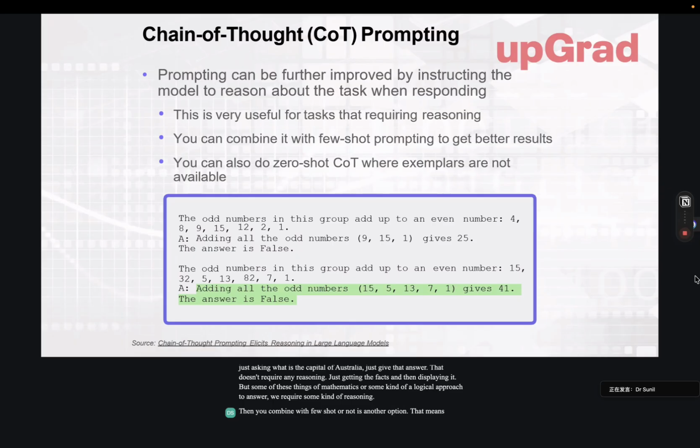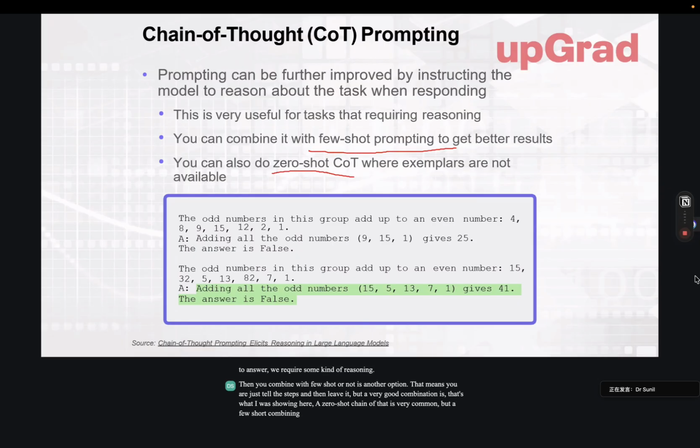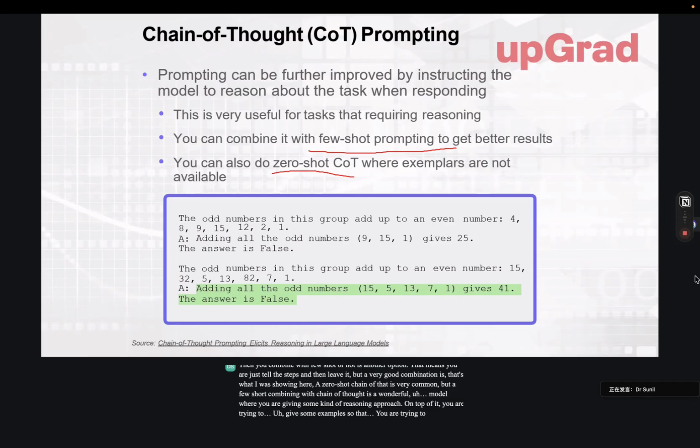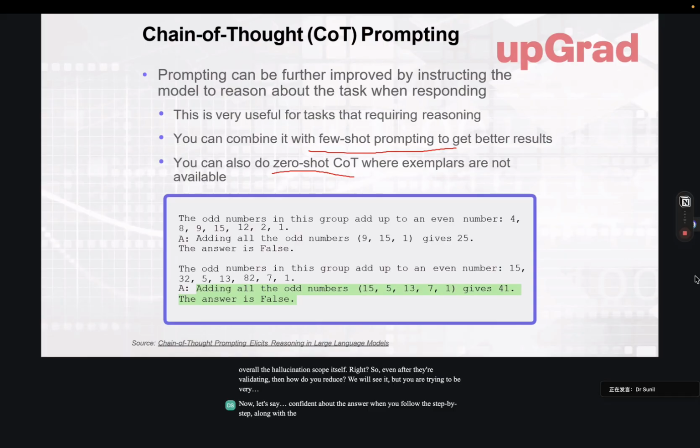That means just tell the steps and then leave it. But a very good combination is what I was showing here. Zero shot chain of thought is very common, but few shot combined with chain of thought is a wonderful model where you are giving a reasoning approach, and on top of it some examples, so that you reduce the hallucination scope overall. If it still hallucinates, then how do you reduce it? We will see that. But you can be very confident about the answer when you follow this step by step along with the examples. That's what you can see here.